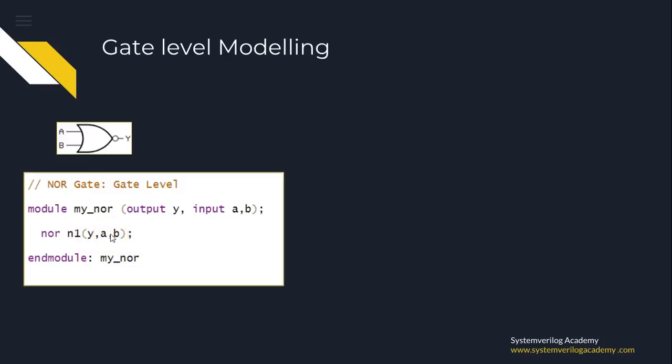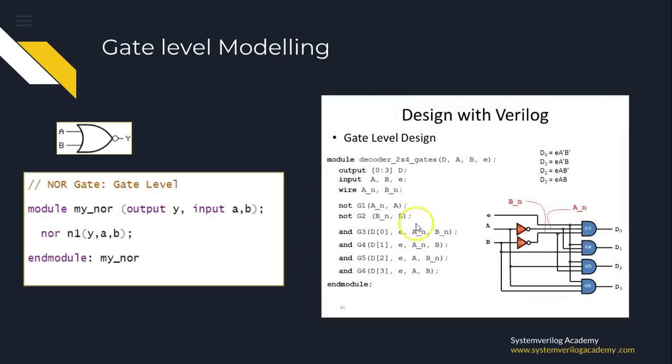Here is another example showing gate-level modeling of a 2x4 decoder with circuit diagram. You can see that the inbuilt functions AND and NOT gates are used and connected according to the circuit diagram.